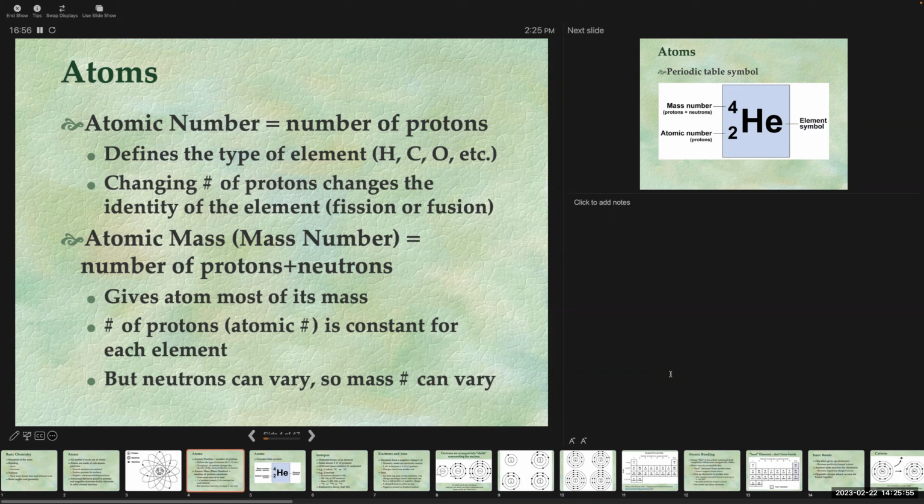So we're talking about atomic number here. Just the number of protons in the nucleus is what defines what type of element you're dealing with, and therefore determines a lot of the chemical behavior of that atom.